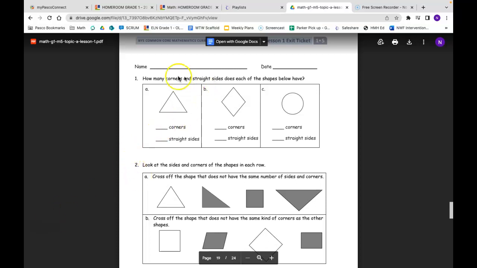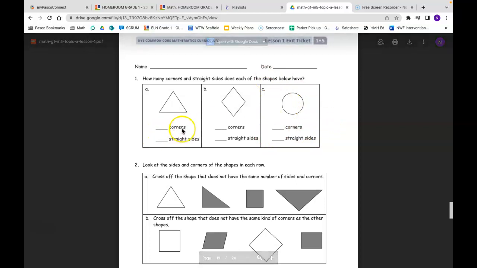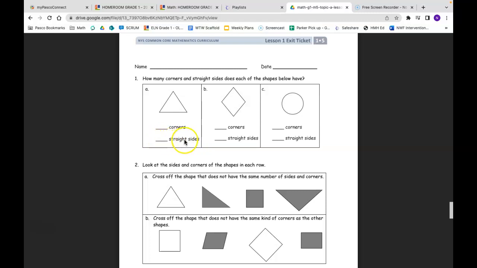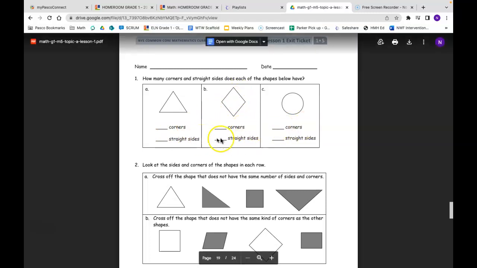Okay, so for this number 1, we've got A, we've got B, and we've got C. The first thing I want you to tell me is how many corners does this shape have? Remember, corners is where the two lines meet. And then the second part is how many straight sides does this shape have? You're going to write the number on those lines. So you're going to do that for each of these shapes. How many corners and how many straight sides do each of these shapes have?